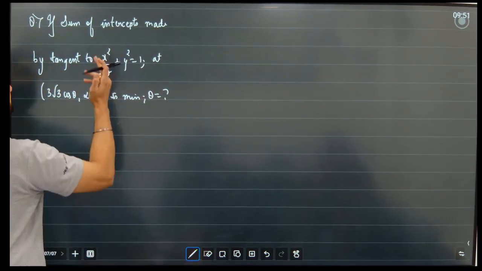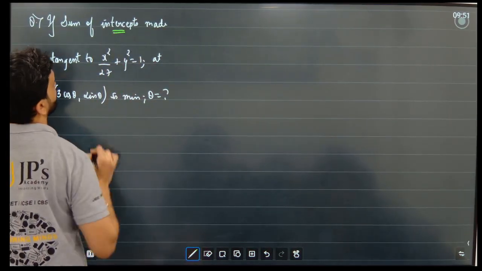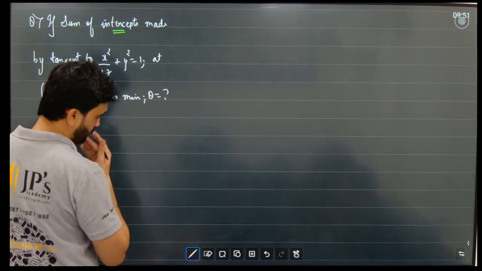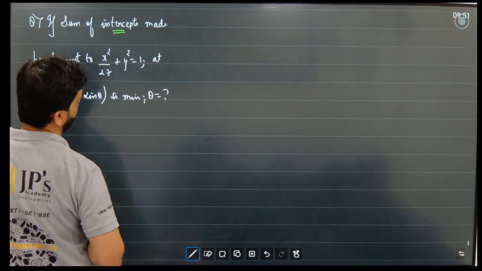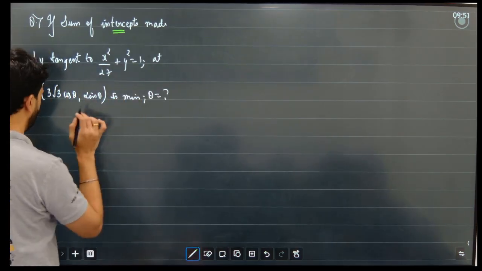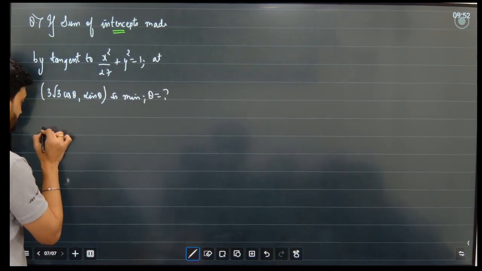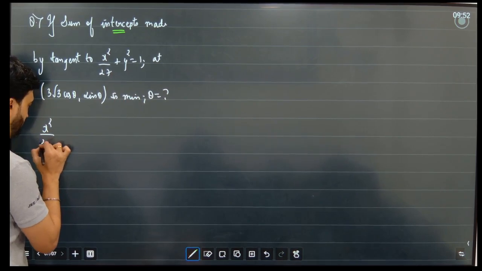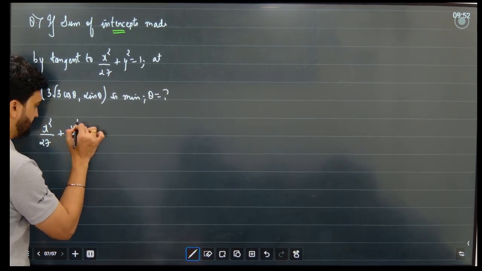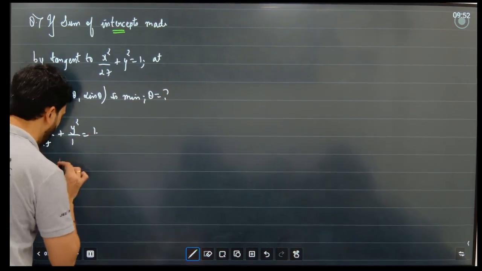Now the most important word here is intercepts, at a point. Equation is given. First of all, x square upon 27 plus y square upon 1 is equal to 1.